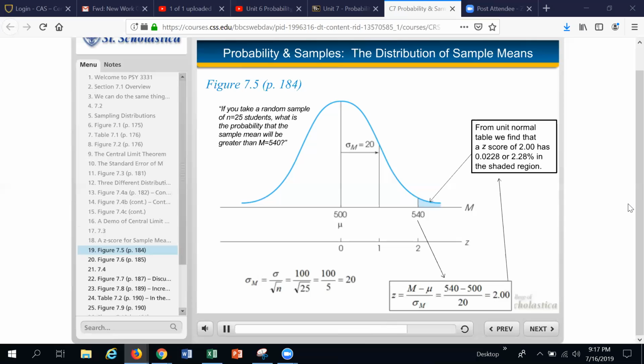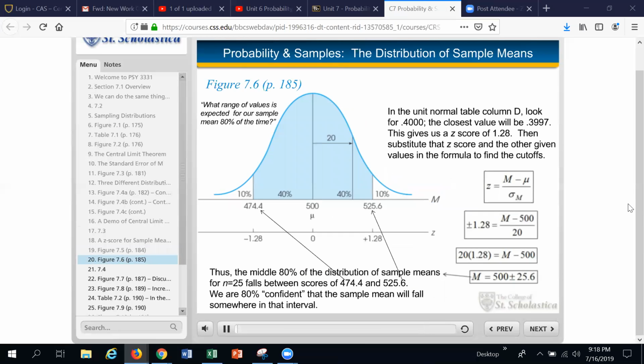We find that it is a proportion of 0.0228, or 2.28%. So we conclude that the probability in a random sample of 25 students taking the SAT test of having a mean higher than 540 is very low. It's only 0.0228. This way of talking about the probability of a certain mean size is going to be developed into inferential statistics as we move along, so be sure you understand what we just did.